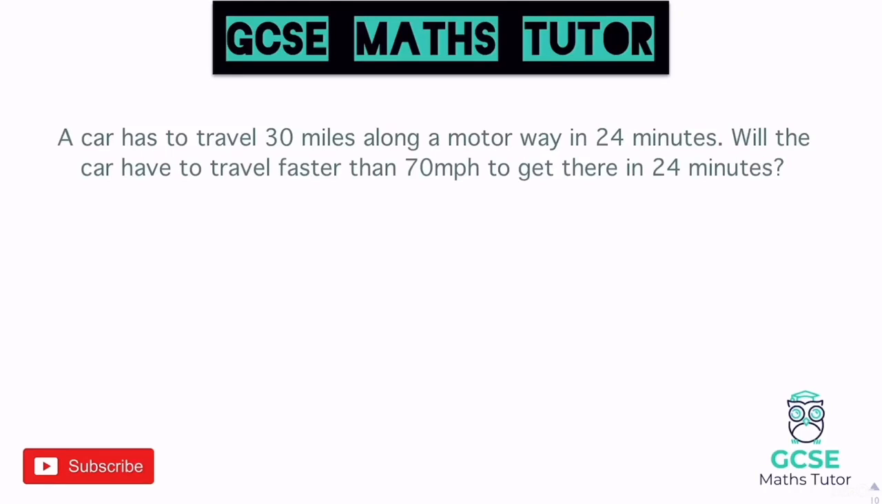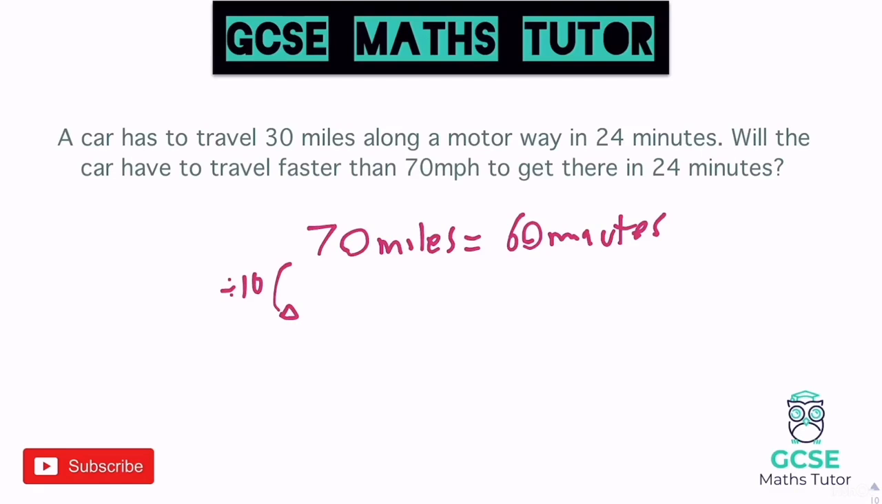If it has to travel at 70 miles an hour or more, now 70 miles an hour means that we go 70 miles in 60 minutes. So 70 miles equals 60 minutes. Now what we can do is we can actually start to break this down. What can I divide both sides by? If I divide both sides by 10, that would mean I would go 7 miles in 6 minutes. So you can have a look to see if you can ever break these down this way. 60 divided by 10 gives us 6 minutes.